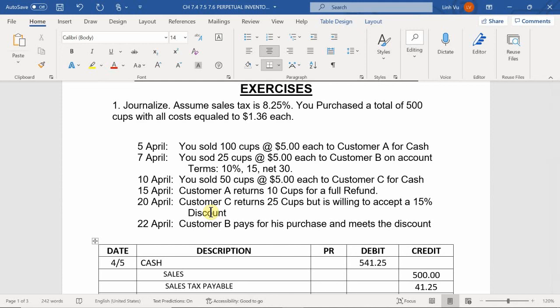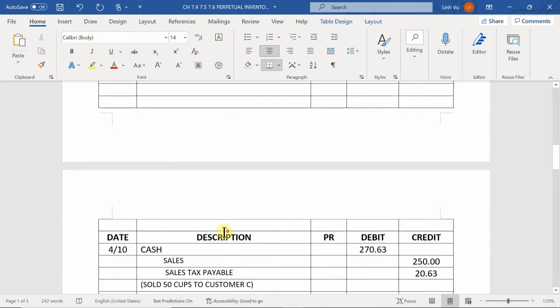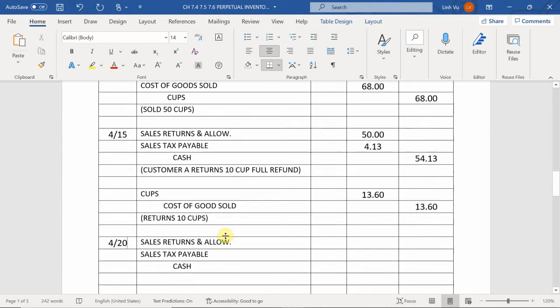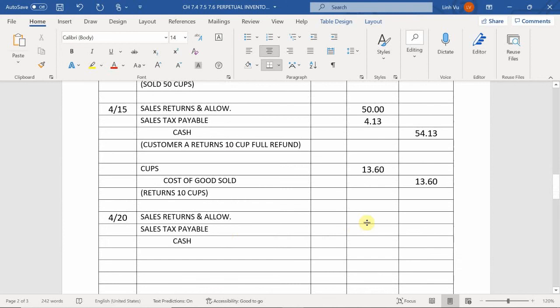So 25 cups. $18.75. So how did you get that? So they're returning 25 cups and they paid $5 each for them, which equals $125. And then I times that by the 15% discount. Good. So $18.75, you said?